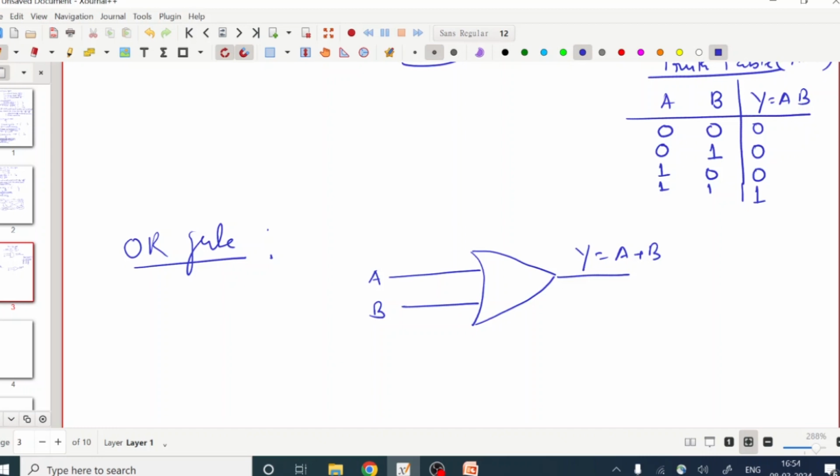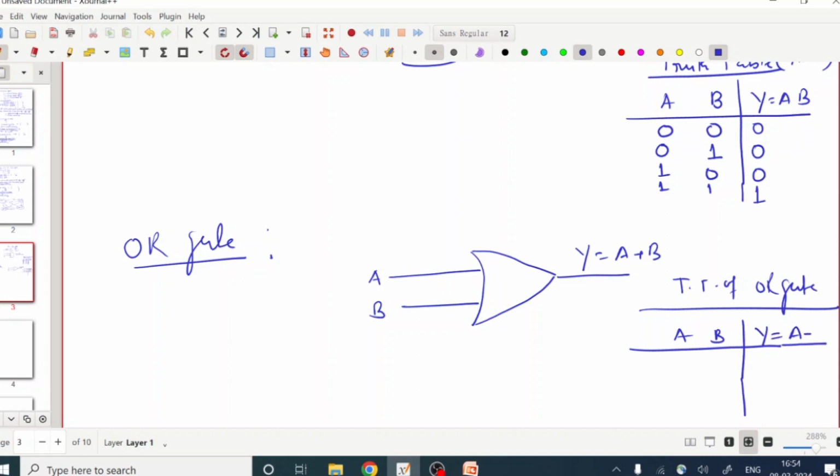So here, what is the truth table of the OR gate? This is input A, this is input B, and this is Y, written as A plus B. What are the possible combinations? Since there are 2 variables as input, the possible combinations are 2 to the power 2, which means 4 combinations, written as 0 0, 0 1, 1 0 and 1 1. These represent 0, 1, 2 and 3 in binary.